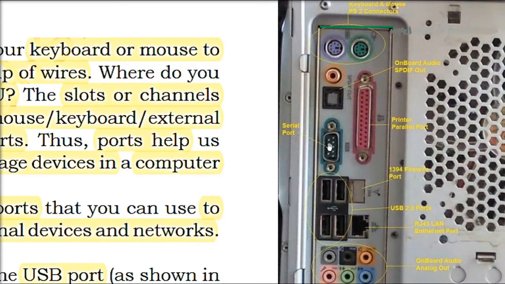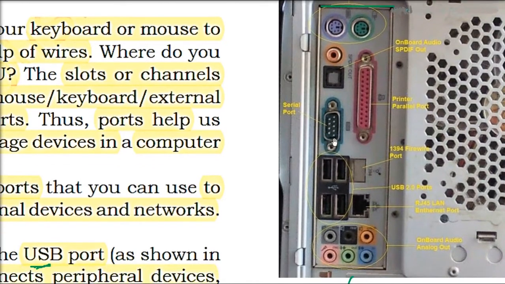And this serial port is for the display purpose. VDU, visual display unit, you connect here. This has no HDMI, but we right now have an HDMI port also. This is for video, serial port. This is the printer parallel port.